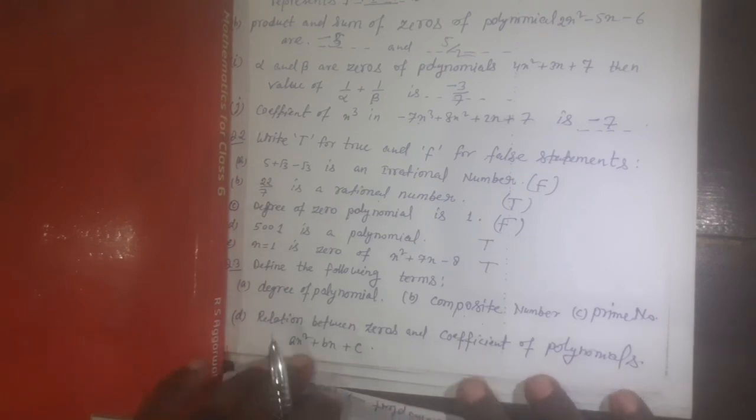Moving to the next, composite number. A number which has more than 2 factors is known as a composite number. Prime number. A number which has exactly 2 factors is known as a prime number.